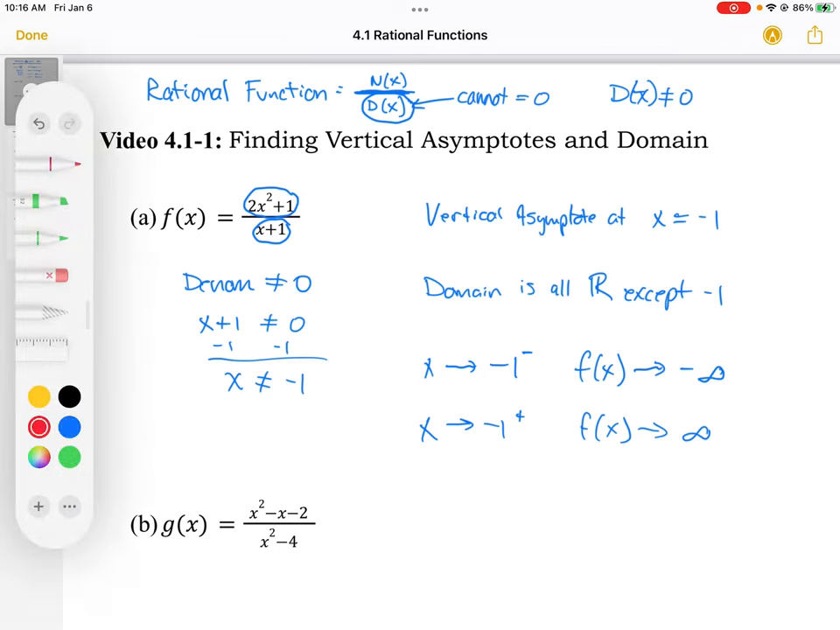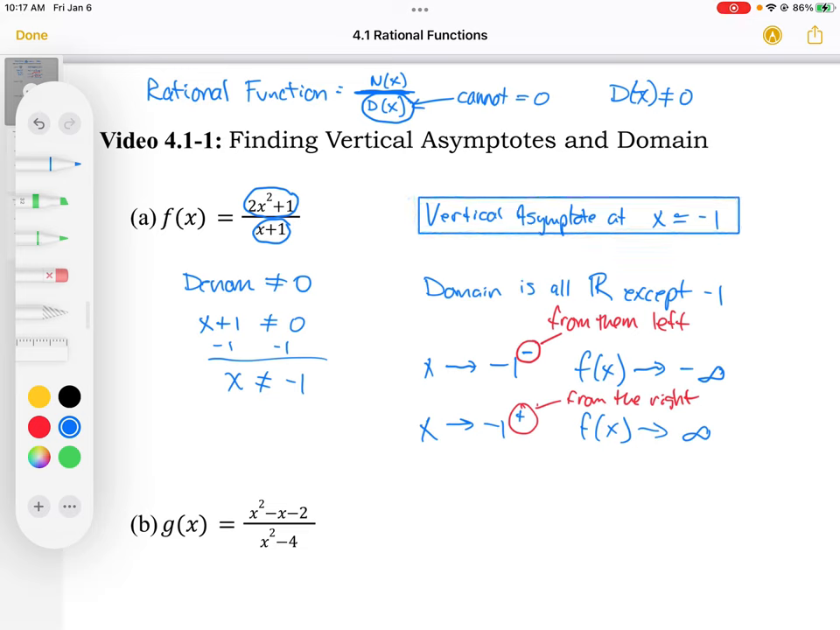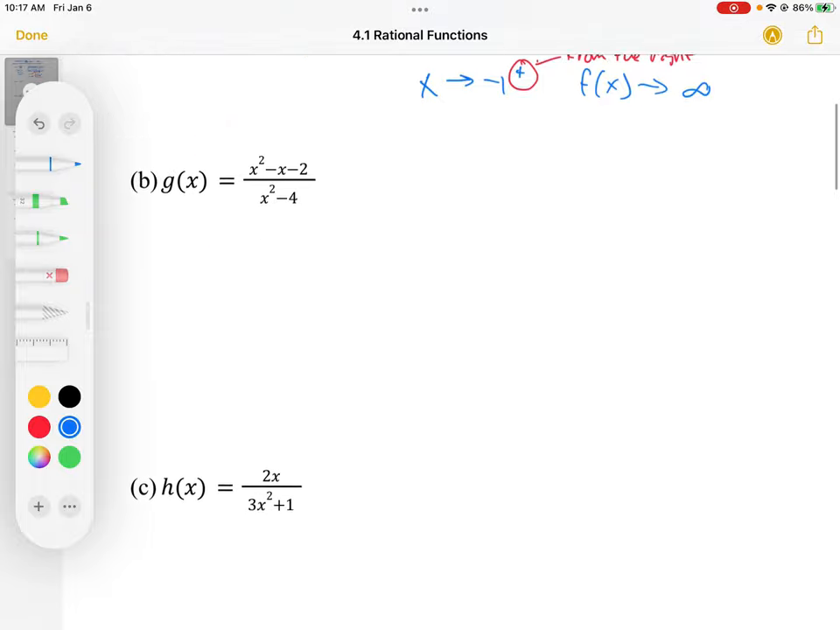And this notation right here, this little minus sign, just means from the left. And the little plus sign means from the right. Okay, so though the question didn't really ask for that behavior, just felt it was a good time to bring that up. Okay, what the question did ask was for our vertical asymptote and for our domain. Okay, let's look at a couple other examples.